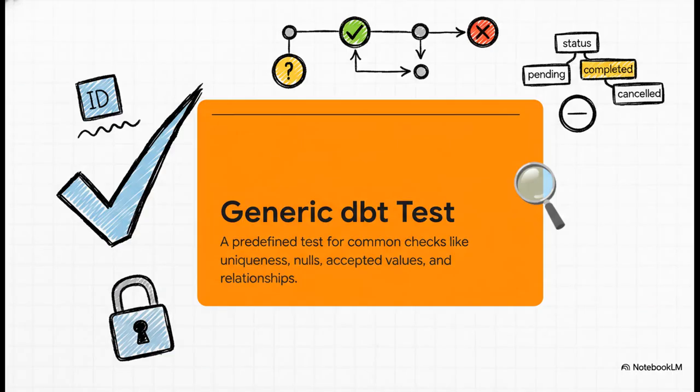Stopping bad data before it gets to decision makers, that is probably the single most important thing a data team can do. The absolute easiest place to start is with what are called generic tests. Just think about it. Every single order in your system must have a unique ID. If it doesn't, your revenue numbers are just plain wrong. Every customer must have a sign-up date. If they don't, you can't calculate churn. These simple, out-of-the-box tests are your first line of defense against these kinds of critical, business-breaking errors.